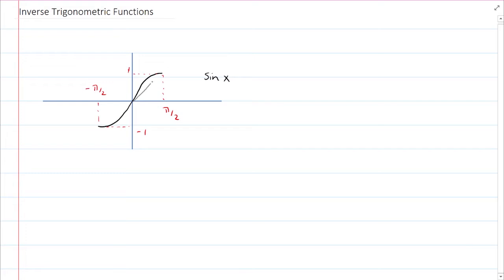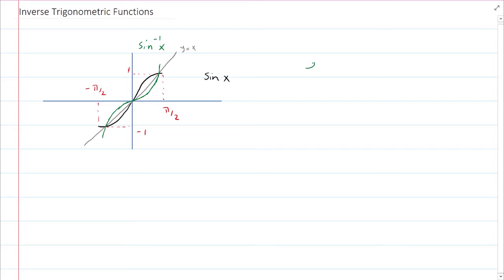So I can draw the line y equals x, and I need to reflect this graph about the line y equals x. So if I do that, I will get something like this. This green graph is actually the graph of sine inverse. And as you see here, the domain and range of these two functions switch. So the domain of sine x is the range of sine inverse, and the range of sine x would be the domain of sine inverse.